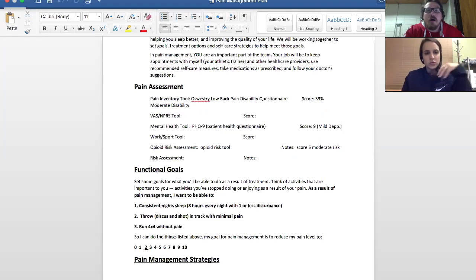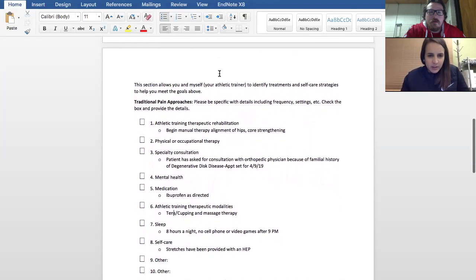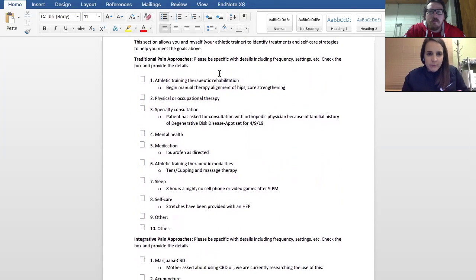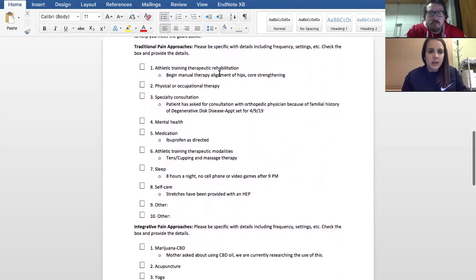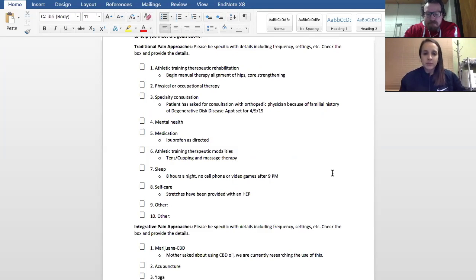Scroll down one more time to the plan. I like that you are integrating manual therapy and you're checking the hips too. That's a great place to start. Does this patient have a history of mental health issues? Are they medicated for that? Yes, so just continuing to take that medication as directed by the physician, along with ibuprofen. And then TENS and cupping.